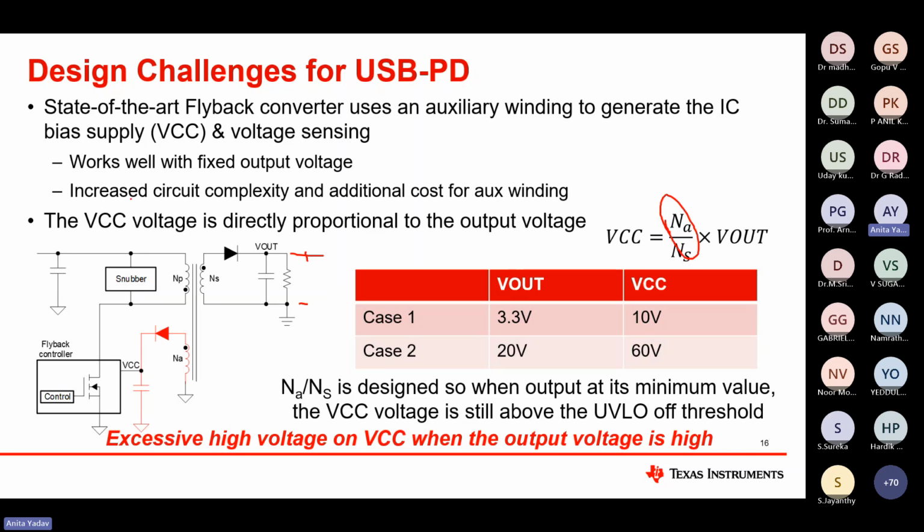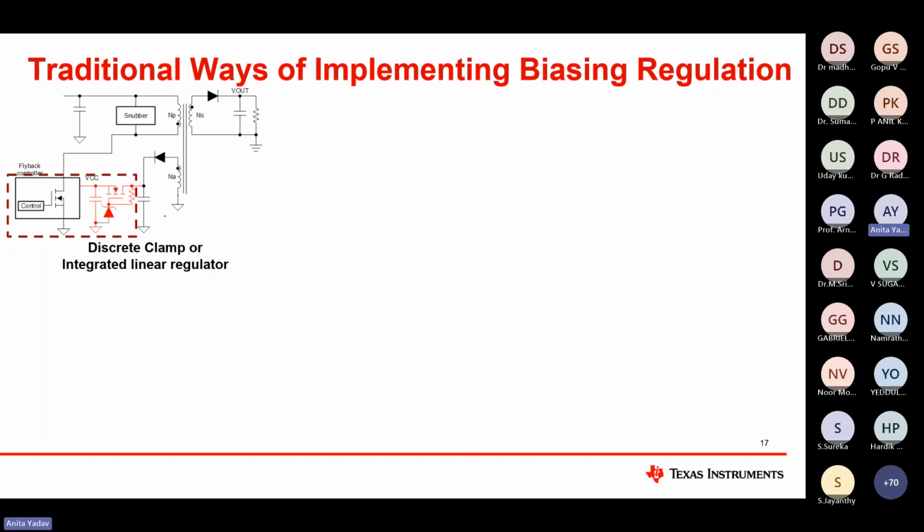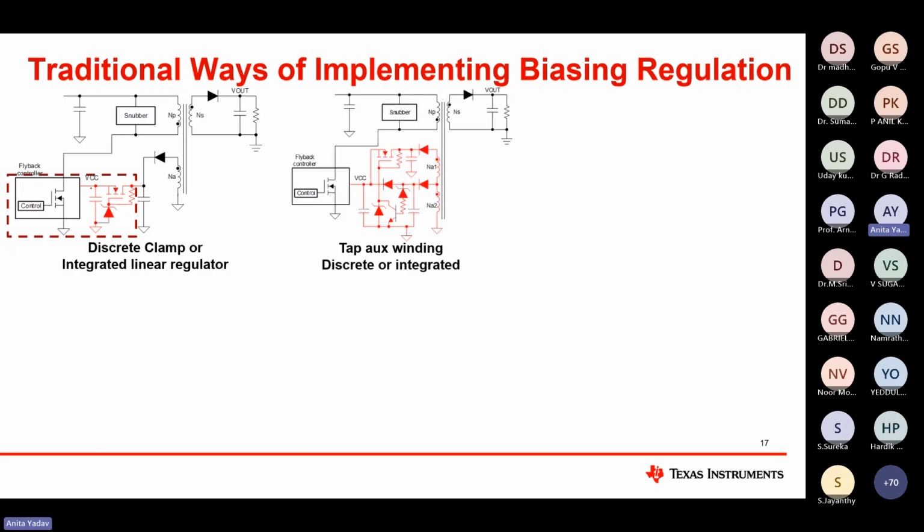So, there are different traditional ways to approach and resolve this problem. Generally, people, after getting this voltage, put another circuitry before going into the controller to step it down, by either a discrete clamp circuit or an integrated linear regulator. The highlighted red circuit is the new circuit which can be used to bring that 80 volt, 60 volt all the way to the 12 volt VCC required. Next, a very common or generalized circuit used is the tapped auxiliary winding, either discrete or integrated.